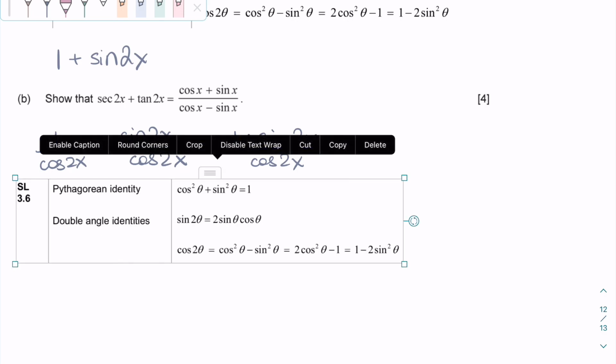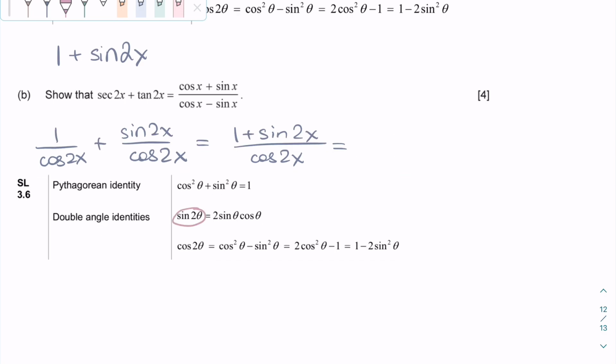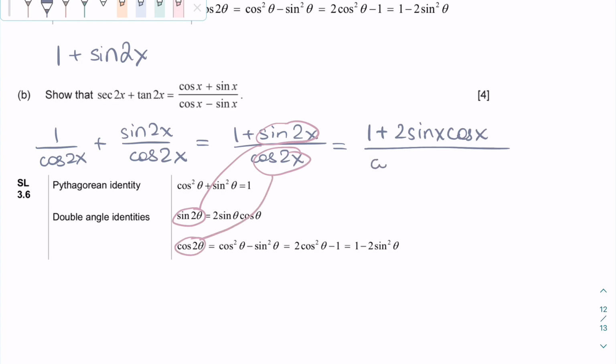We can then use a double angle identity from the formula booklet from page 7 to rewrite sine 2x as 2 sine x cosine x, and to rewrite cosine 2x using the first identity. So we can rewrite it as cosine squared x minus sine squared x. The reason why we want to use this first identity and not the ones involving cosine or just sine is because this one can be factorized further as it is a difference of squares.